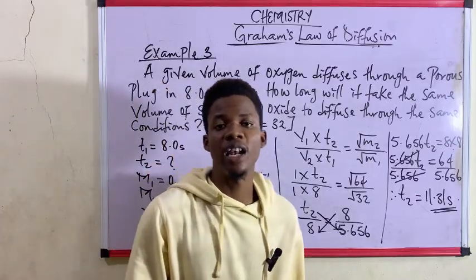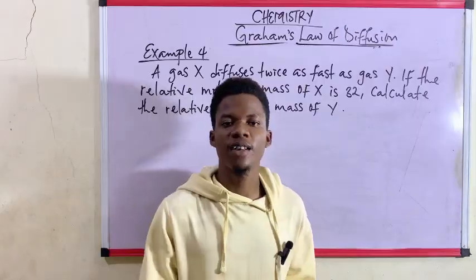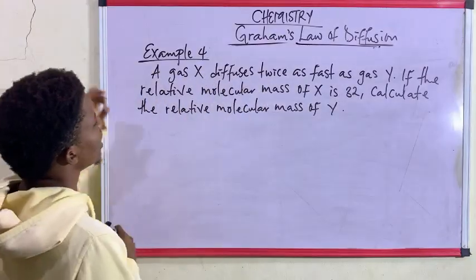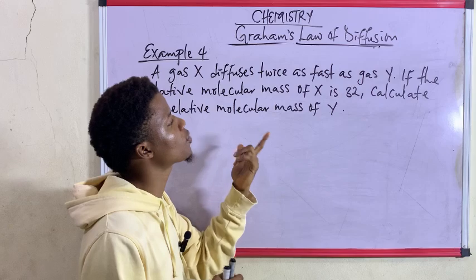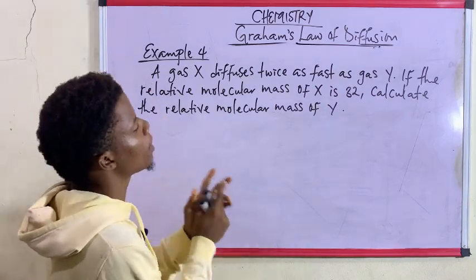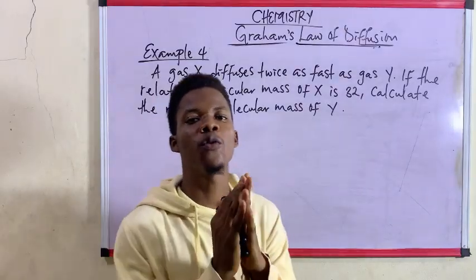Now let us go to the last and final question, which is example 4. Now let's look at the final question. All right. Now the question says a gas X diffuses twice as fast as gas Y. If the relative molecular mass of X is 32, calculate the relative molecular mass of Y.